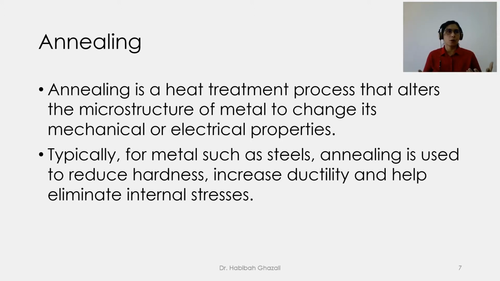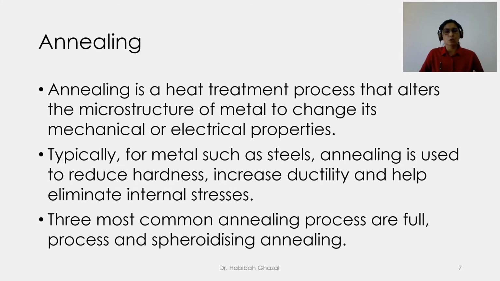When we perform cold working, what we learn from module 4 is that we introduce a lot more dislocations that will entangle with each other, and this causes internal stresses. So with the annealing process, we can reduce or eliminate that effect. The 3 most common annealing processes are full annealing, process annealing, and spheroidizing annealing. These 3 types of annealing process will give you metals that have different mechanical properties.